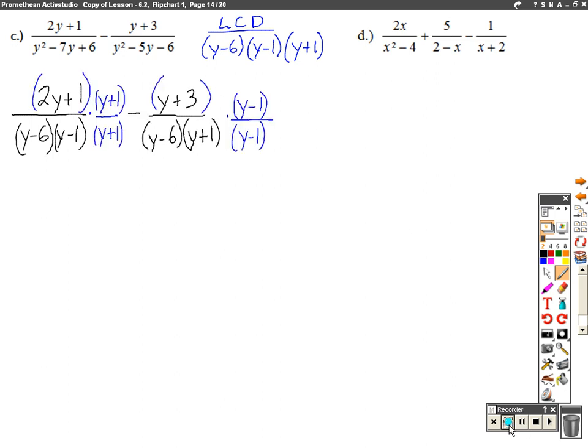Okay, now that I'm going to have the same denominator, I'm going to start to expand my numerators. So this first numerator, 2y plus 1 times y plus 1, I will FOIL. Same with the second numerator, and I'll just keep the same denominators.